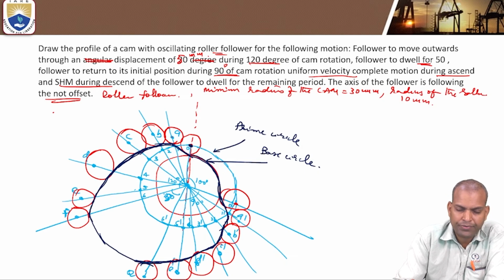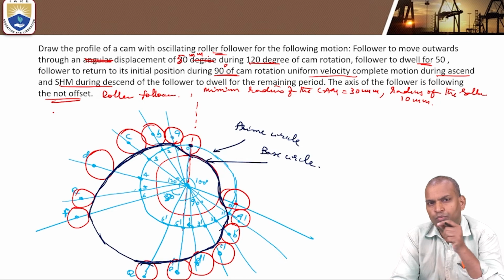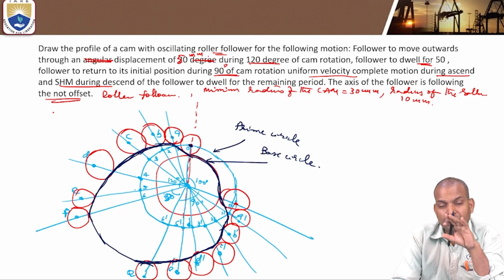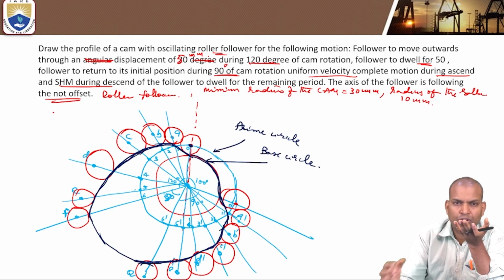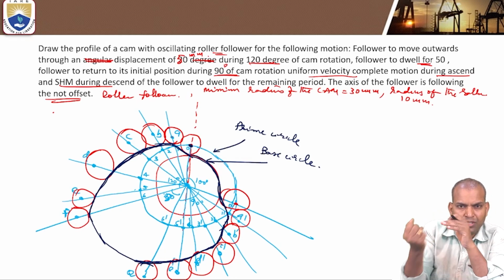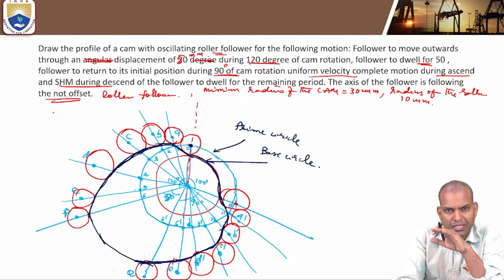In the case of a knife edge follower, the tracing point is the same as the contacting point, so the base circle and prime circle are the same, because we have to draw touching the contact surfaces. Whereas in the case of a roller follower, the cam profile will not pass through the centers of the rollers. The curve passes through the contact surfaces, because the roller touches the surface of the cam. The curve passing through the surfaces of all the rollers is the cam profile here.